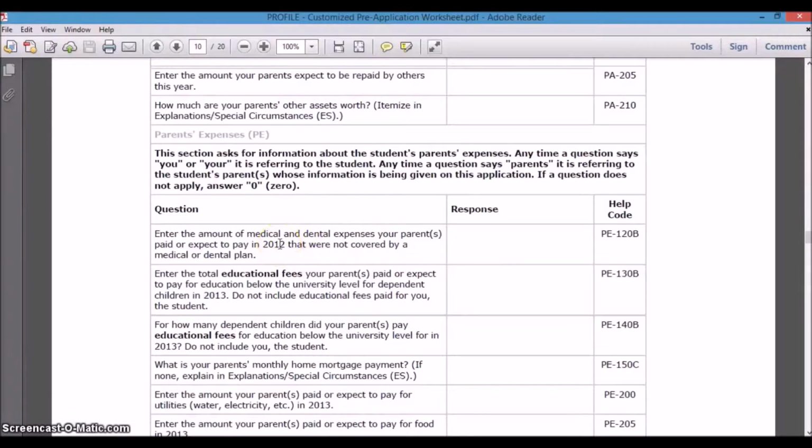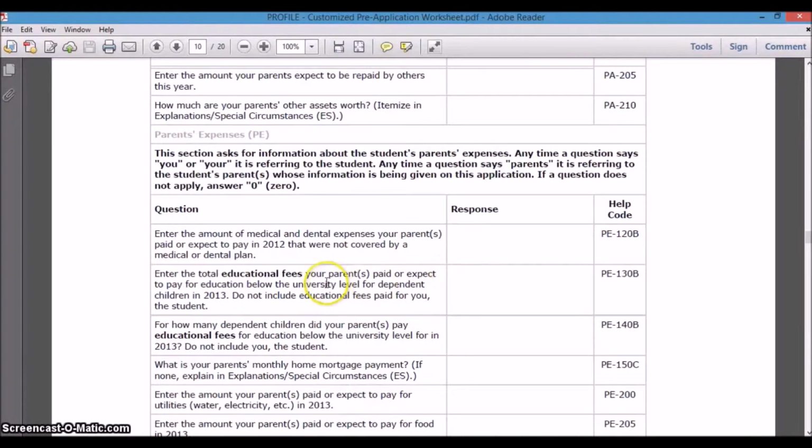This form itself is actually outdated, so don't pay attention to the years, but the questions are actually very similar. So for example, in this first question, when it asks you to enter your medical and dental expenses, make sure you communicate with your parents and come up with a good estimate of what would be a yearly expense for medical treatments in your household.